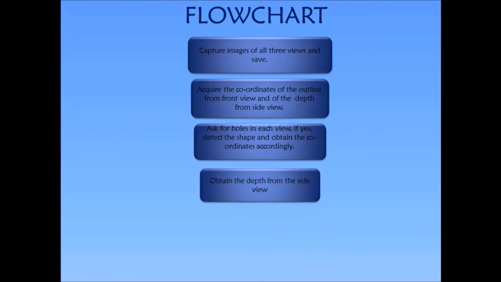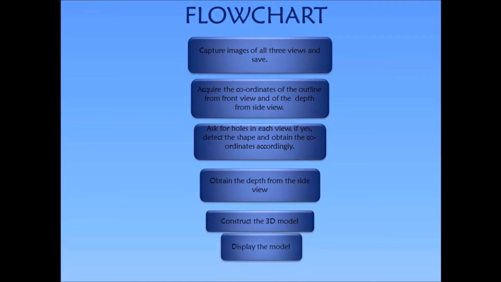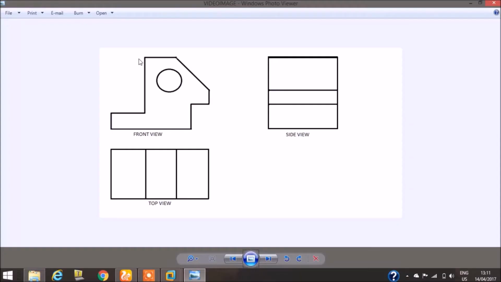Now, the depth of the object is obtained from either the side view or the top view. All this information is then processed and the 3D model is constructed and projected back on the screen. So this is the image that will be captured using the camera. Now let me run you through the code.